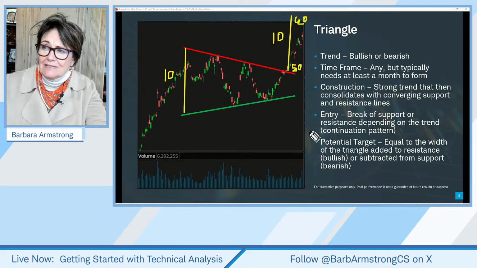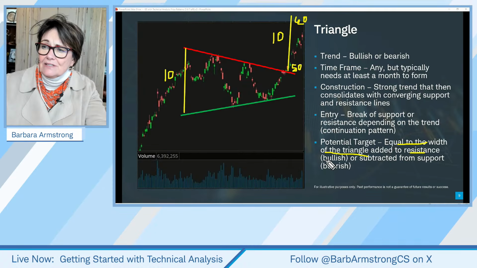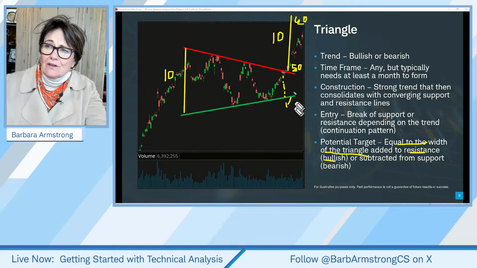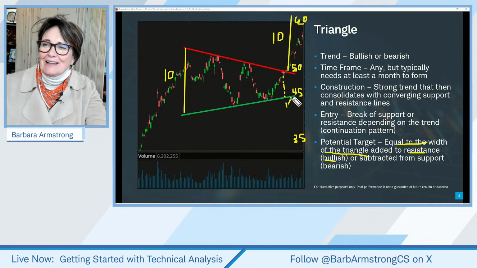Easy peasy lemon squeezy, right? So we'd look at the width of the triangle added to resistance if it's bullish, or subtracted. So if it had come down here and broken out to the downside and say this was 45, then our target might be down here at 35. I'm just trying to be consistent with my little drawing tool here.